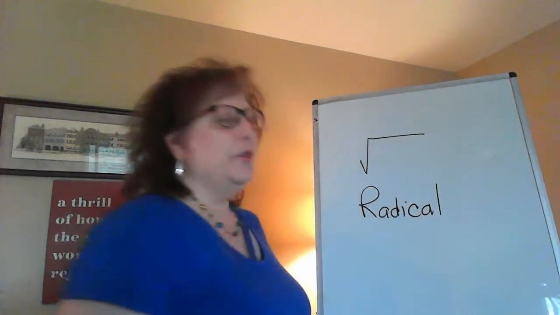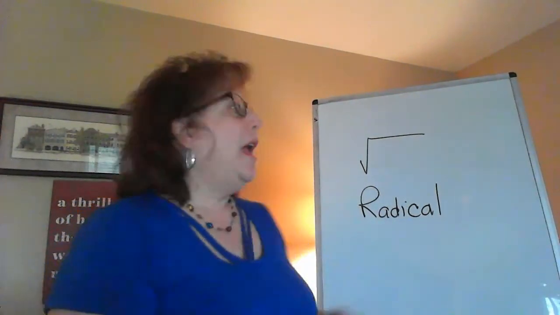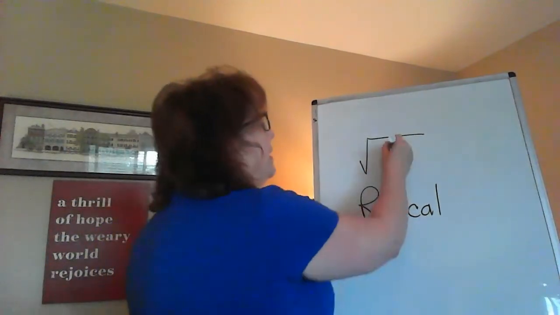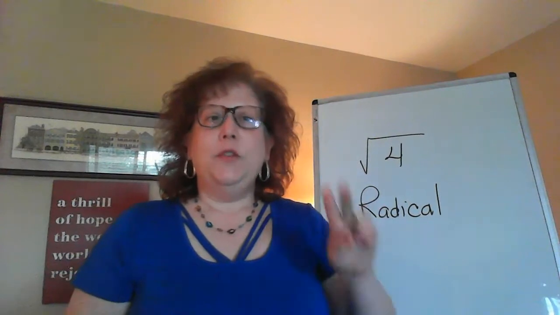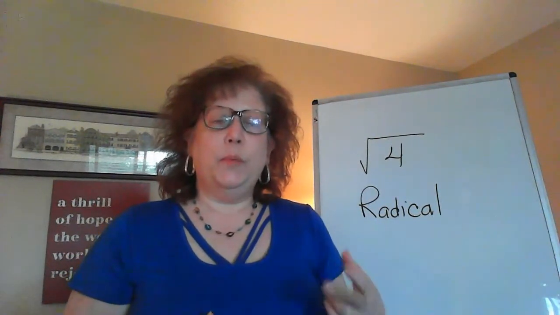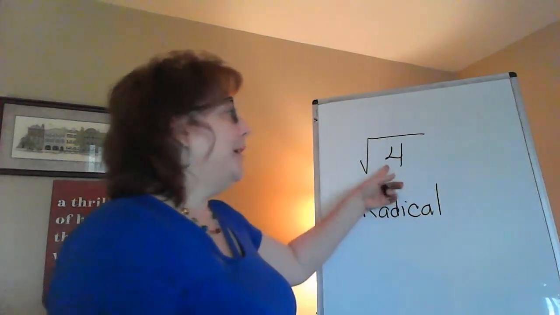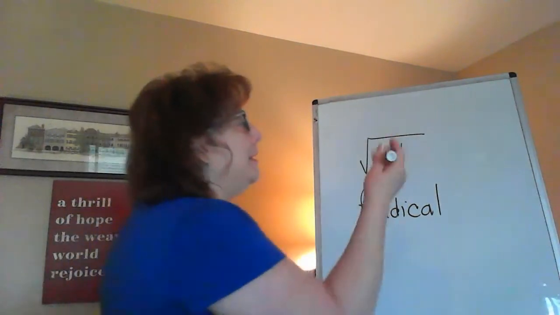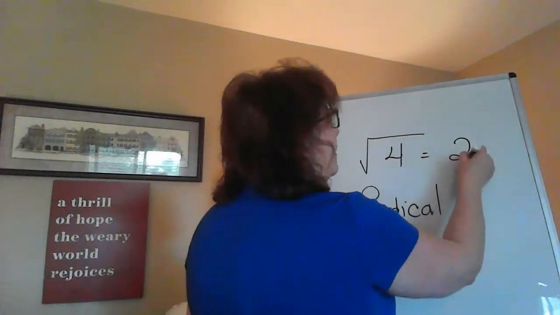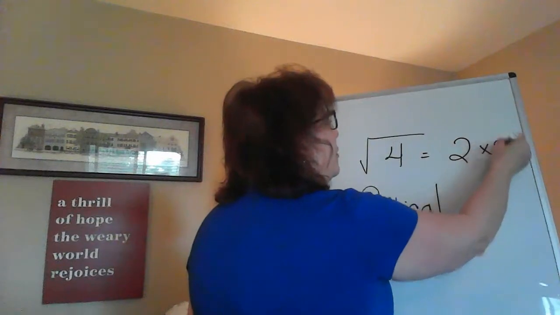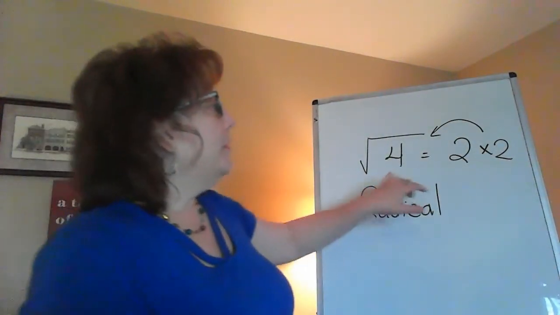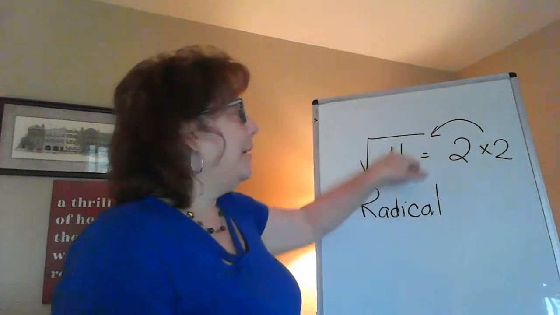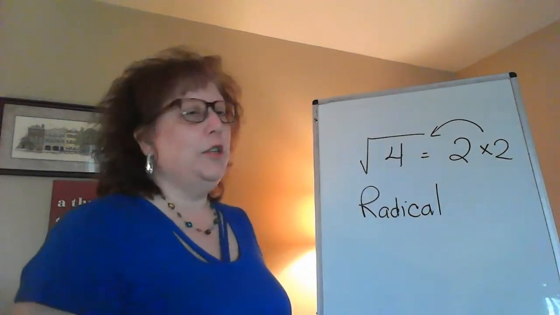So make sure you remember that terminology. And when we see a number inside of there, what we want to know is what 2 numbers multiplied together will give us this. And in this case, it's 2. So 2 times 2 would equal 4. So the radical of 4 is going to be 2.